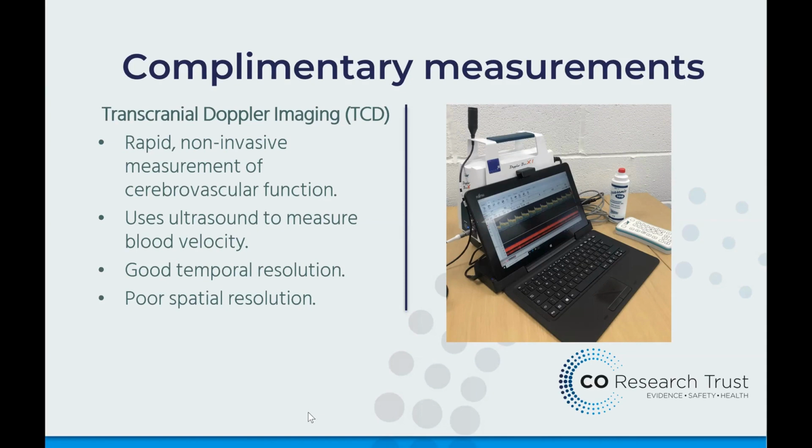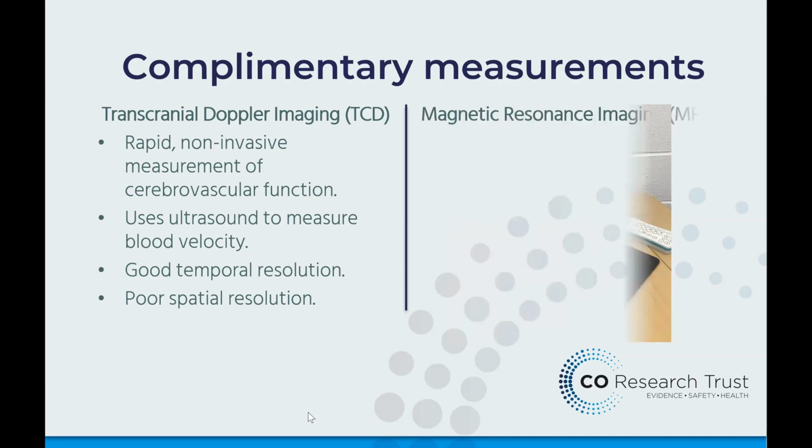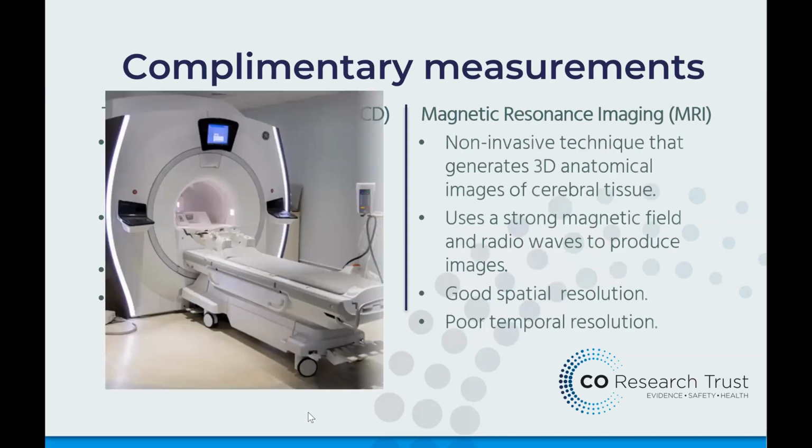On the other hand, we will also be performing smaller scale studies, doing smaller repeats of studies in phase 2 and phase 3, using a better known technique of magnetic resonance imaging, also known as MRI. This is a non-invasive technique that can generate 3-dimensional anatomical images of the cerebral tissue, and it does this using a strong magnetic field and radio waves. You can create detailed anatomical images that go deep into the body, so it has good spatial resolution.